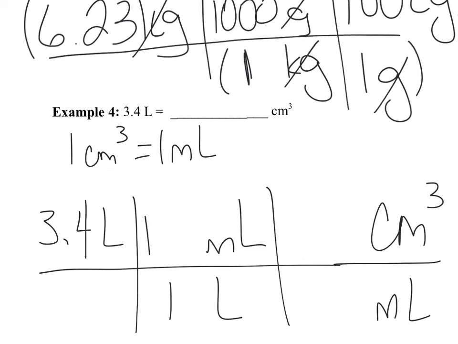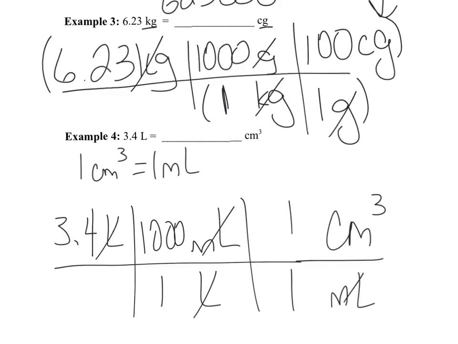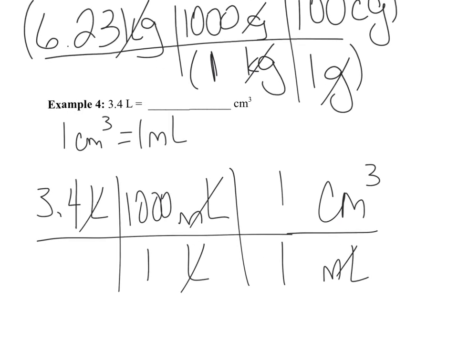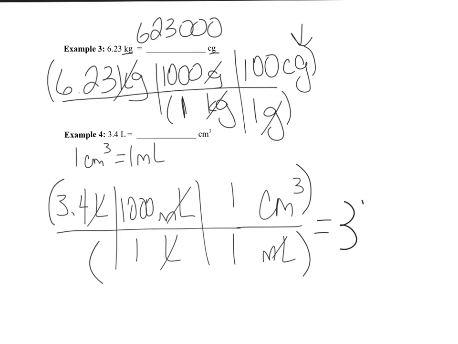For every 1 liter, you have 1,000 milliliters. For every 1 milliliter, you have 1 centimeter cubed. Then you can cancel out your units. Liters on top cancels out liters on bottom. Milliliters on top cancel out milliliters on bottom. I end with centimeters cubed. Time for math: 3.4 times 1,000 times 1, right, everything on top multiplied together, divided by everything on bottom. So really I just get 3,400 centimeters cubed. 2 sig figs, 2 sig figs.